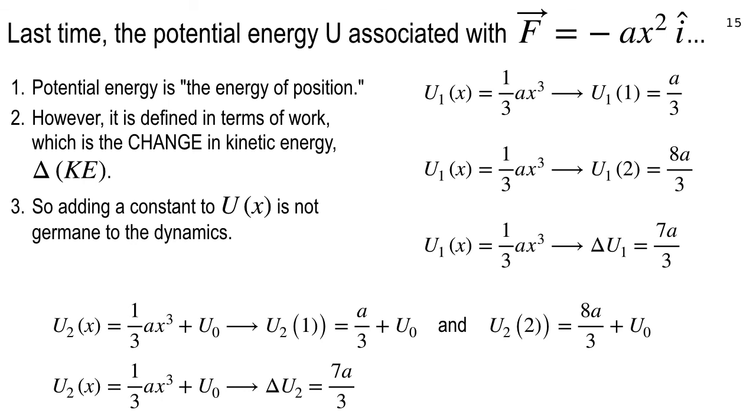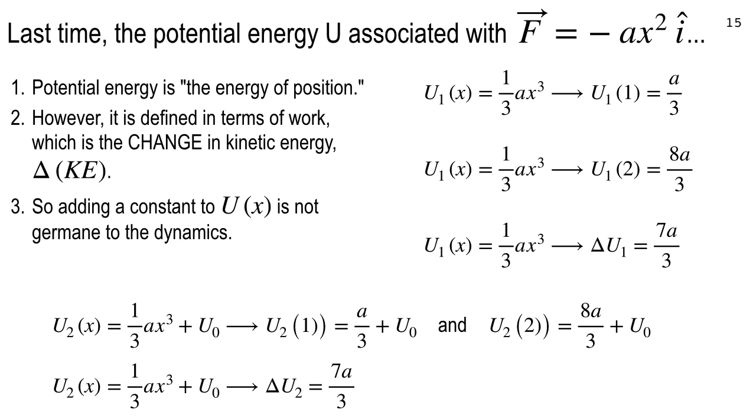Now, what that means is that if you add a constant to U of x, it's not really germane to the dynamics. So, for instance, we had U1 of x last time, one third a x to the third. Remember we did this problem at the start of last time. You can calculate U1 at different positions. But this one down here, U2 of x, is the same function except we add a constant, U subscript 0.